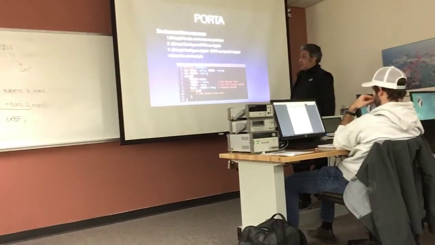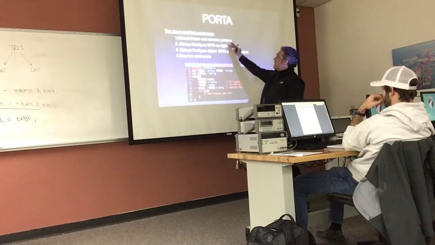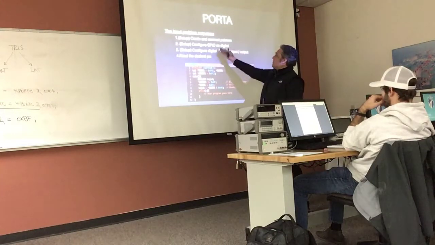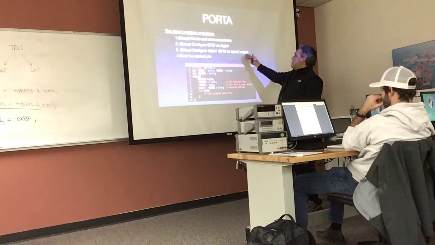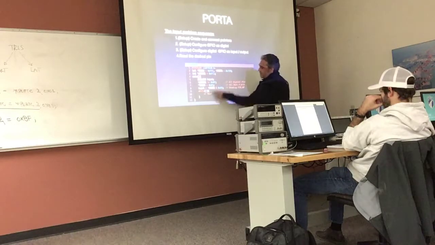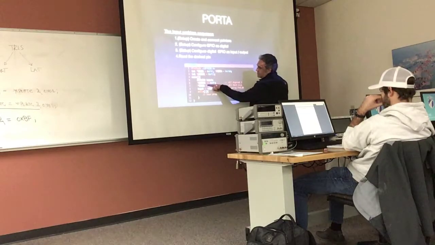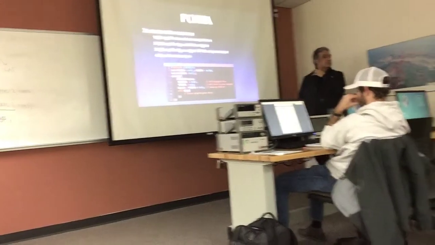Look, this is digital input. The recipe is the same. Create a connection to pointers, configure the GPIO as digital, configure the digital GPIO as input, and then read the desired pin. So it goes like that: make it digital, make it input, read it. See that?